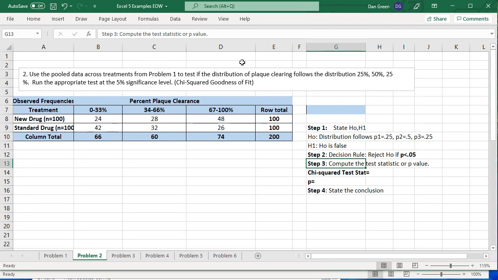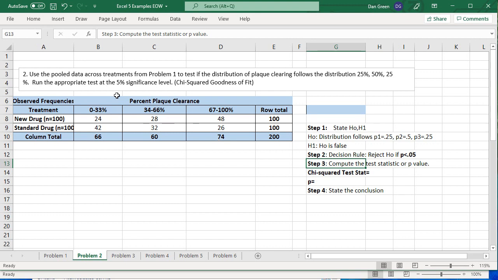This example is like problem number 2 from the week 5 Excel assignment. They want us to use pooled data across problem 1, that was the plaque clearance problem, to test if the distribution of plaque clearing follows 25%, 50%, and 25%. That was 25% for this first category of plaque clearance, 50% for the middle range, and 25% for this last range of plaque clearance.